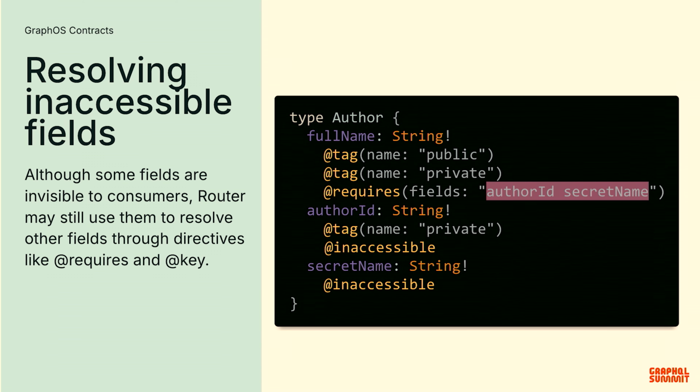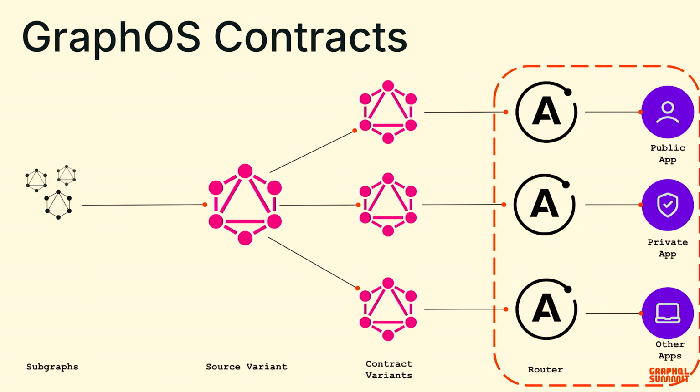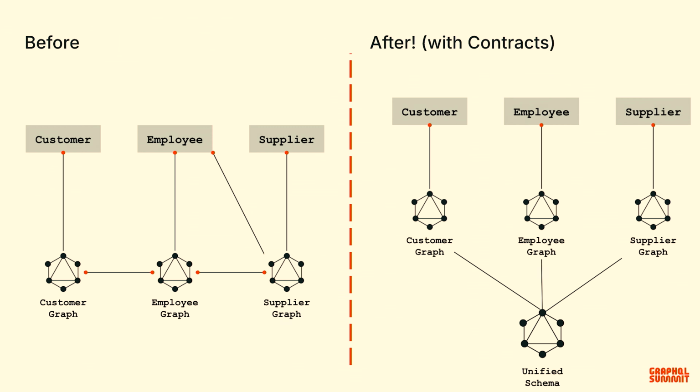And the takeaway here is that these are all Router planning concerns, right? Clients don't know about these fields. They only care about the full name that they're querying. Now we have our contract variants, and they're generated, right? So this is where Router can use those contract variants to expose the API schema to our clients, where any inaccessible fields are hidden from them. So that's pretty much the high level of contracts, and it's what enables us to achieve that one unified graph that we're looking to build.